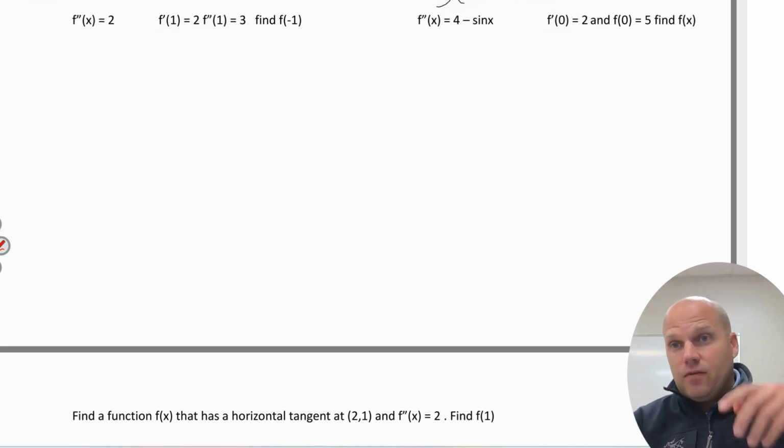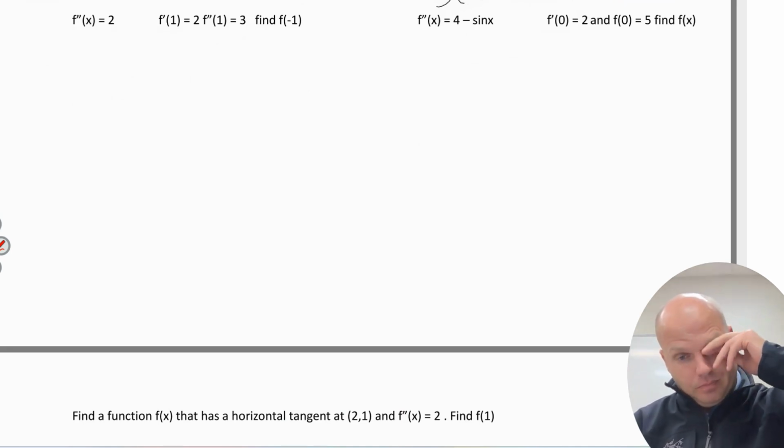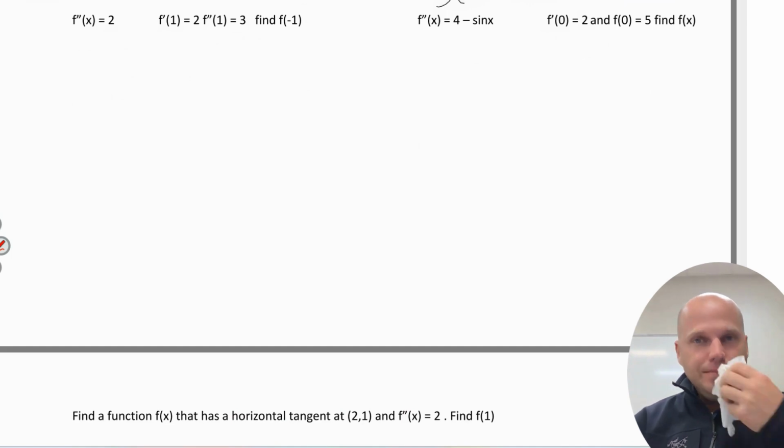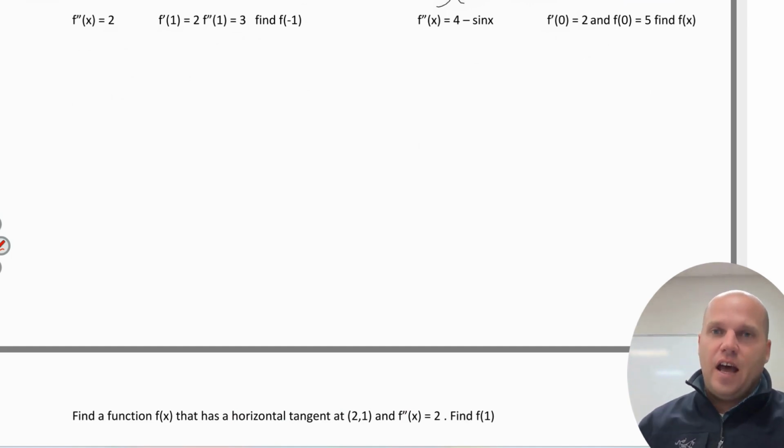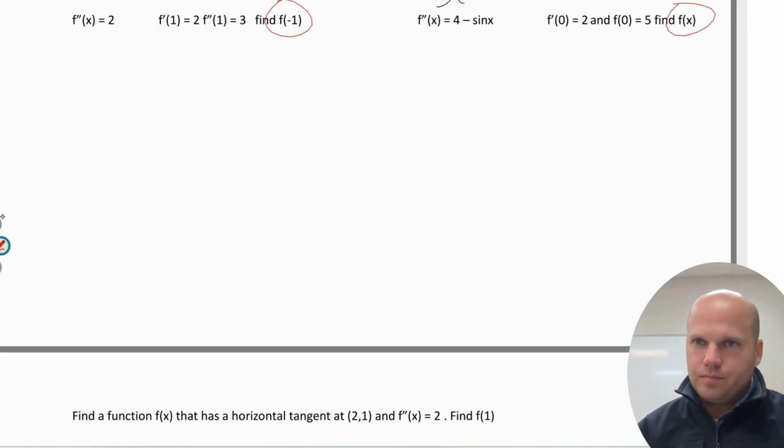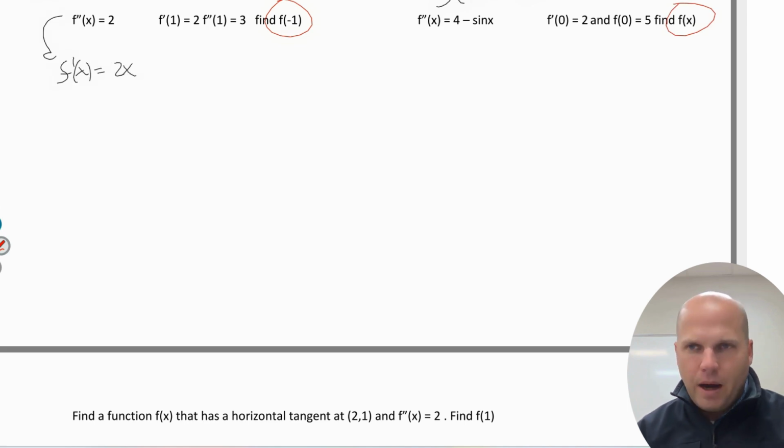What happens if I give you f double prime? Well, I'm asking you to find f of negative 1. Here, I'm asking you to find f of x. You got to work your way back from f double prime to f prime. But every time you go backwards, you need a plus c. You must realize that you have information to help you find the specific c's at the specific levels.